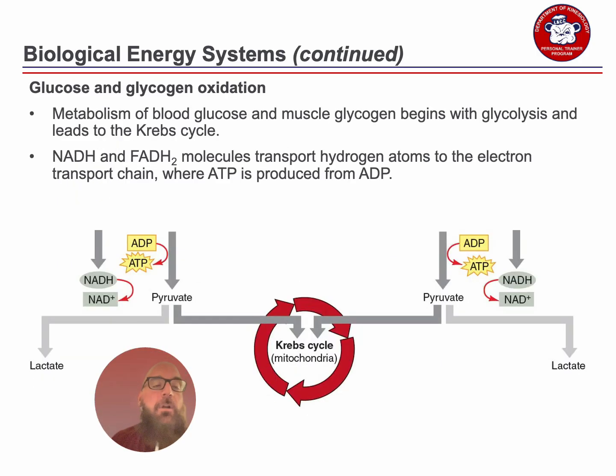All right, so at the tail end of glucose and glycogen oxidation, where we're starting to breathe a little heavier, metabolism of blood glucose and muscle glycogen begins with glycolysis and leads into the Krebs cycle. So now we're going into the mitochondria, which, if you remember, is the power plant of the cell. The NADH and FADH2 molecules transport hydrogen atoms into the electron transport chain, where ATP is produced from ADP at a higher rate.